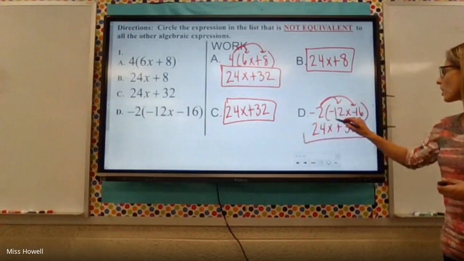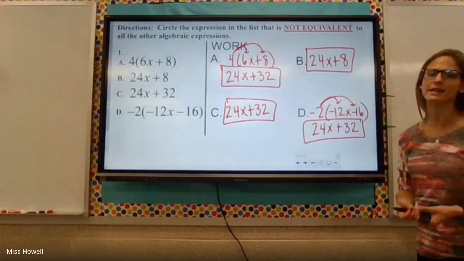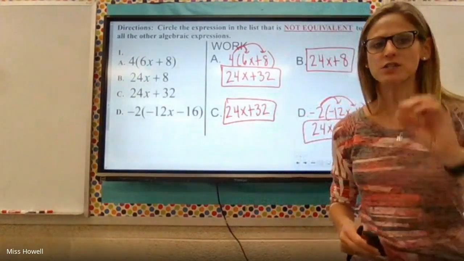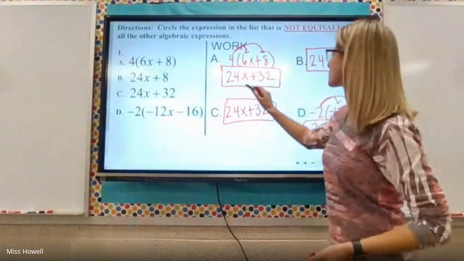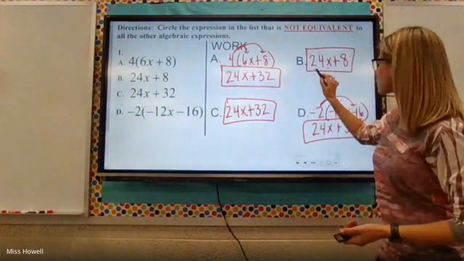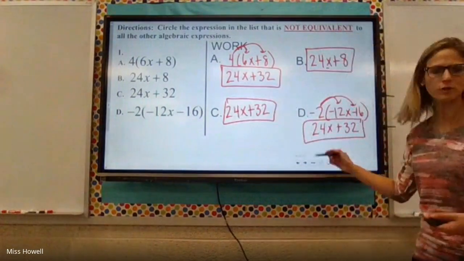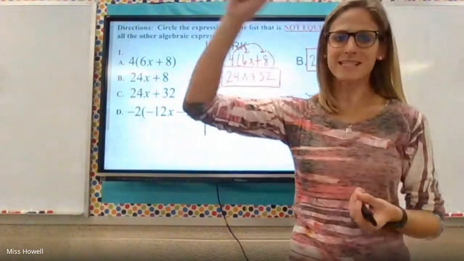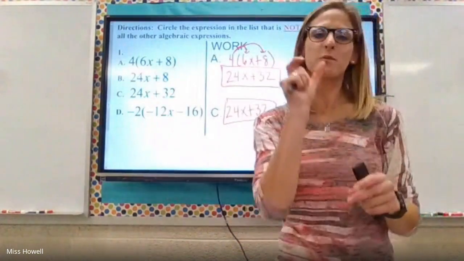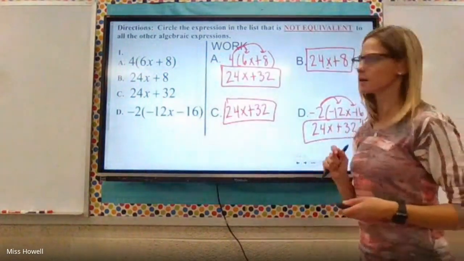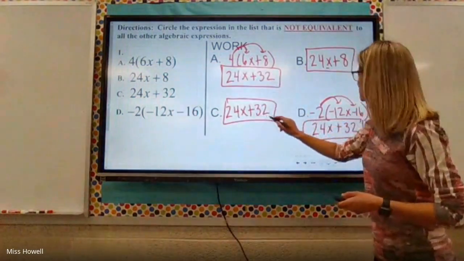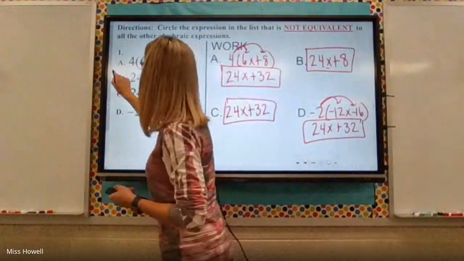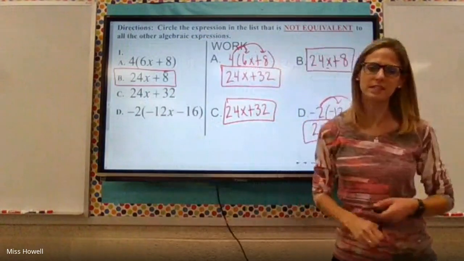Now that they're all in simplified version, we're looking for the one that doesn't have matching terms. The order that the terms are in doesn't matter. It's just, do they have the same exact terms? This one has a 24x, this one has a 24x, this one has a 24x, this one has a 24x. So right now they all match. Even if the 24x was listed second in the problem, that's fine. This is a positive 32, a positive 32, a positive 32, and this one is a positive 8. So letter B in this case would be the one that's not equivalent to the other 3.